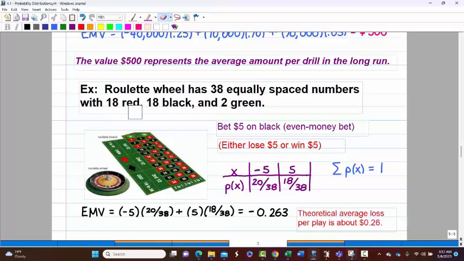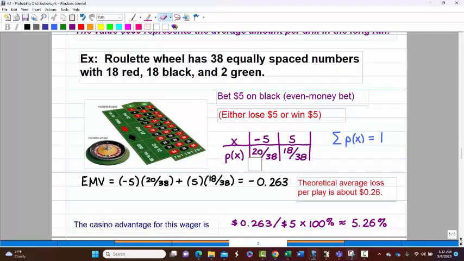We're betting on black. There are 38 numbers total. We have 18 blacks working for us. We have 18 red and 2 green working against us. So it's 20 over 38 working against us, and black, 18 out of 38, working for us. I'm making a note here that the probabilities do add up to 1. That would be in case you accidentally wrote 18 over 38 and 18 over 38 and forgot about the greens. Then you would add it up and go, hey, that's 36 over 38. No good.